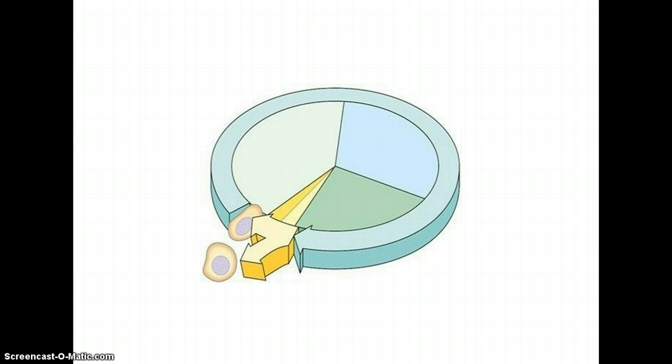All cells are made from pre-existing cells. The cell cycle demonstrates the events that occur in a cell's life from the time it divided from its parent cell to the time it divides itself.